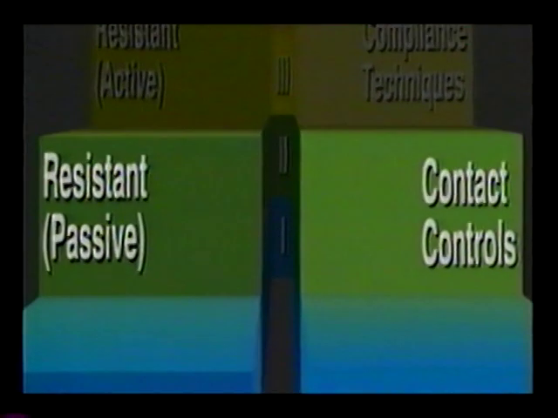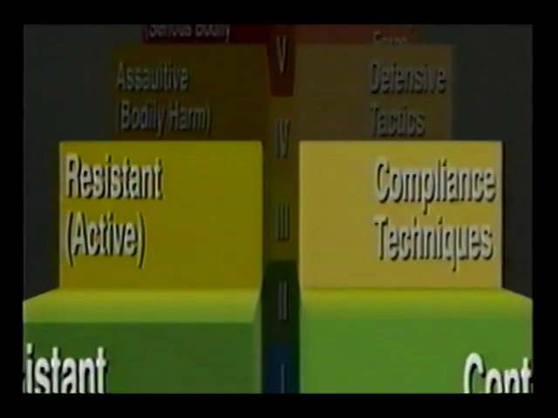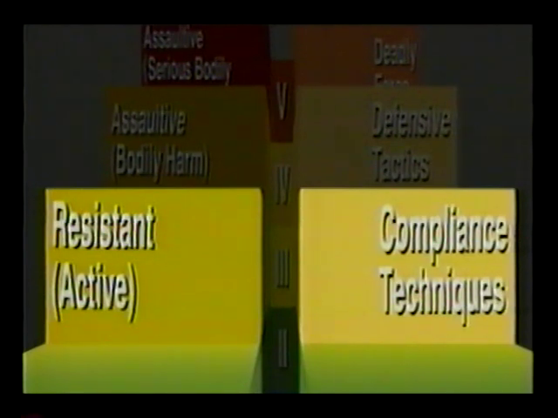The green level represents passive or non-violent resistance and calls for an increased level of verbal communications and contact controls if necessary. The yellow tier signals active resistance and calls for increased awareness and compliance techniques. Orange warns of hostile resistance and imminent bodily harm to the officer or to others and calls for self-defense techniques. And the red tier represents the threat of serious bodily injury or death and calls for the use of deadly force if necessary.